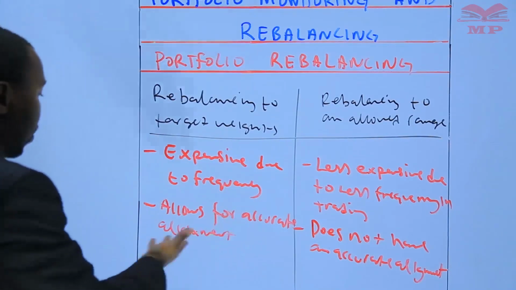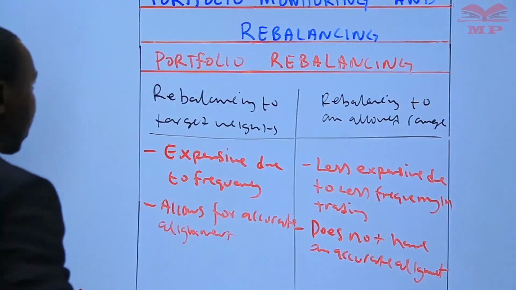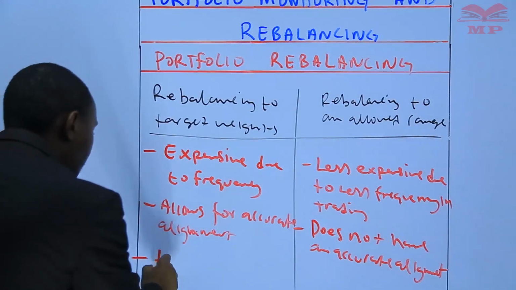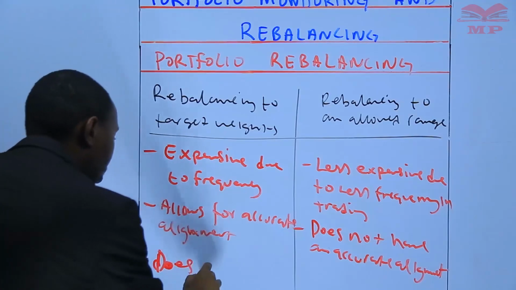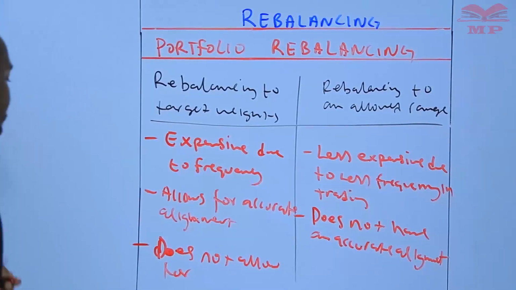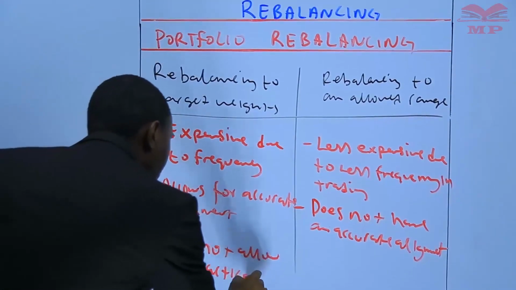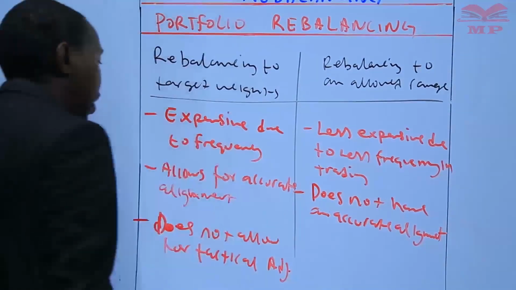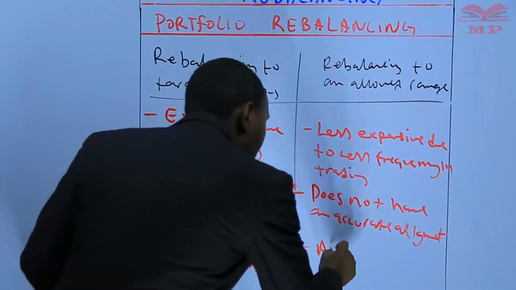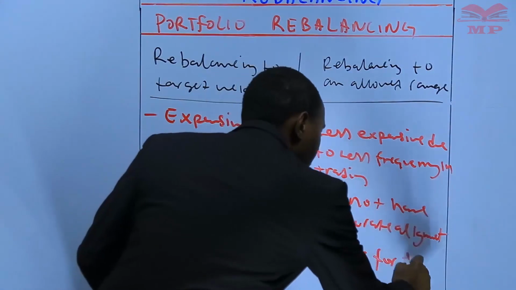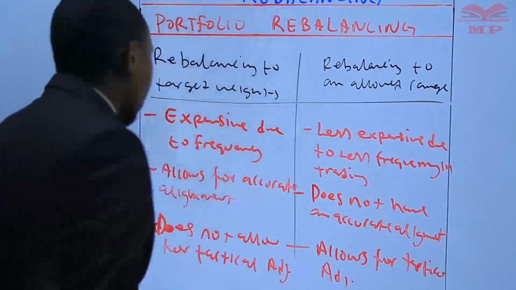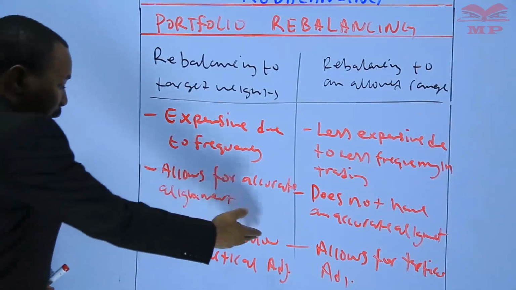And for rebalancing using target weights, it does not allow for room for tactical adjustment. Here, rebalancing to an allowed range allows for tactical adjustment. We are saying that target weights do not allow for tactical adjustment.